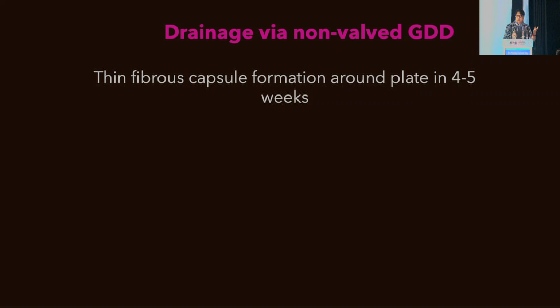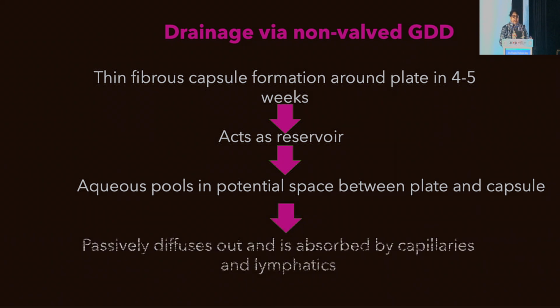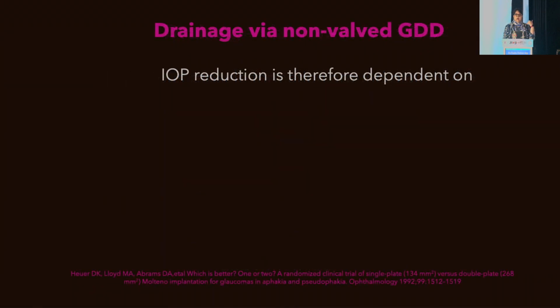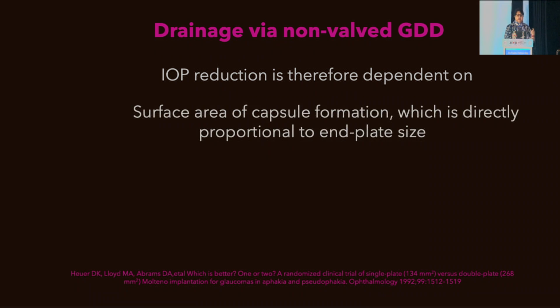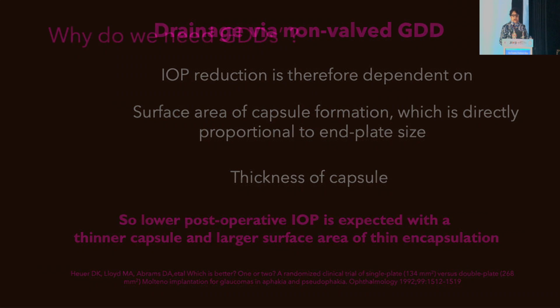So how does the non-valved one work? There is a fibrous capsule formation around the plate over 4 to 5 weeks. This then acts as a reservoir. Between the capsule and the plate, you have aqueous, which then diffuses out passively. This takes time, and therefore you occlude the tube. IOP reduction, therefore, is dependent on the surface area of the capsule, and that, of course, is dependent on the end plate size and the thickness of the capsule. So you achieve a lower target IOP when the capsule is thinner, with a larger surface area of encapsulation.